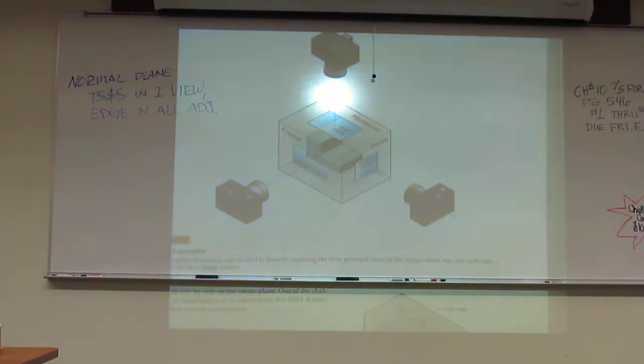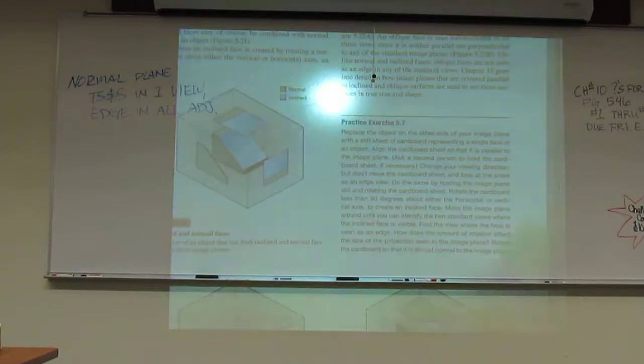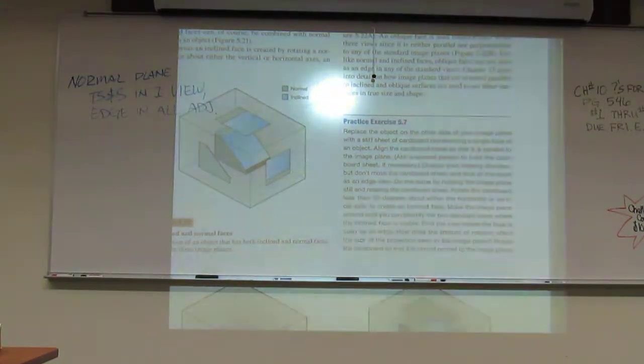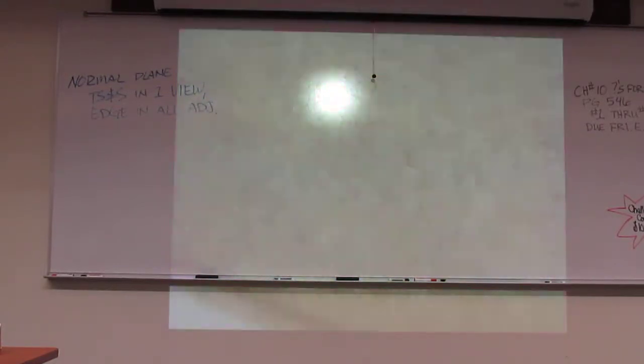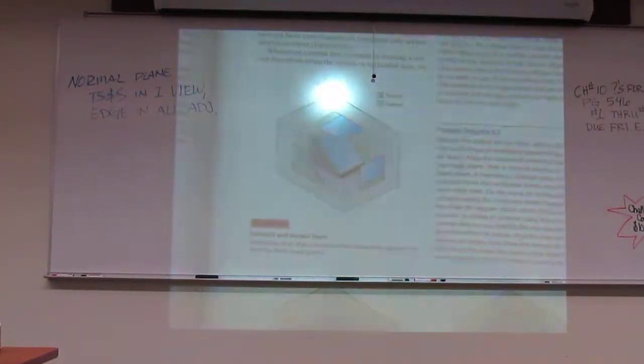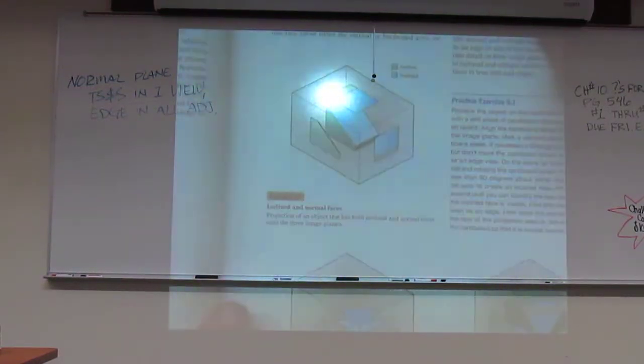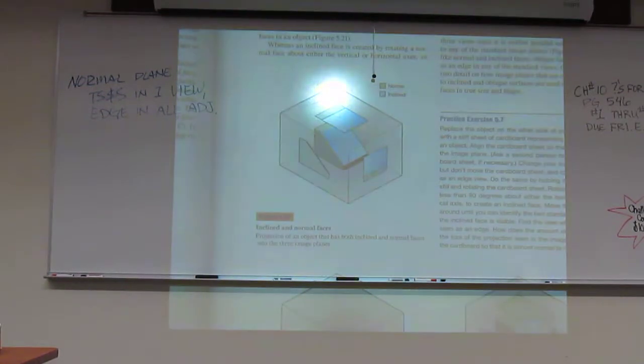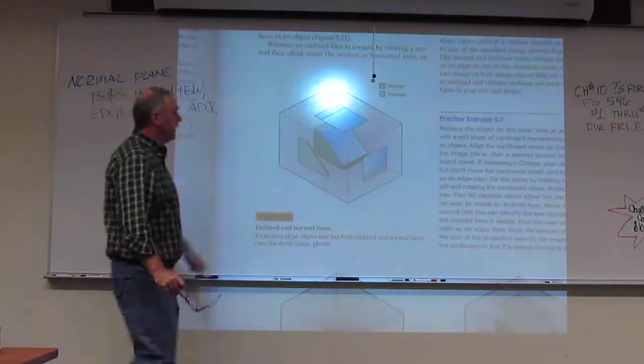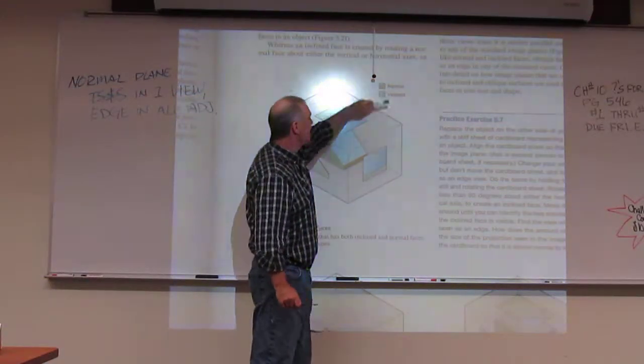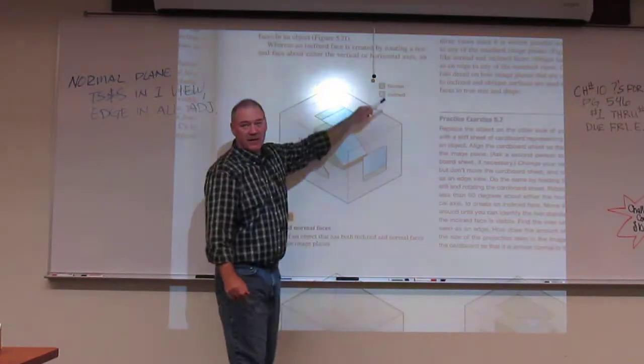We have two other planes that sit out there, though, and let's look at those because you will come across them. The next one is shown on figure 520. It's actually probably shown better on 521. Let's go to 520. The author here is again showing that same projection. The green shaped ones are normal planes. The blue ones are inclined.